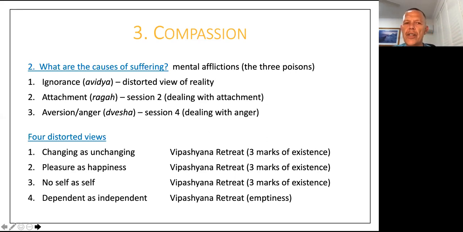And we saw in the earlier session that we distort reality in a number of different ways. One is we tend to see things which are changing as unchanging. We tend to see pleasure as happiness. We grasp onto an autonomous self where there's no self. And then we see things which are dependent as independent. And so, as long as we have this distorted view of reality, that will lead to attachment to pleasant things and aversion to unpleasant things. All the other mental afflictions will come out of that. That is driving our behavior, and that's resulting in the situation we find ourselves in. These four distorted views, we're going to look at what they are and how to overcome them in the two Vipassana retreats that are upcoming.